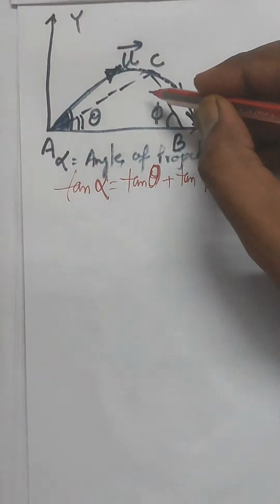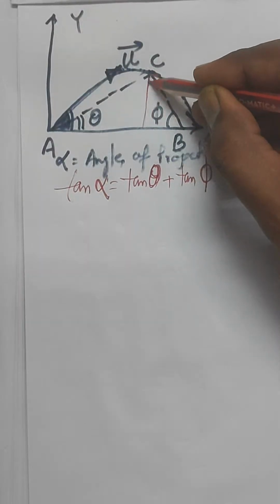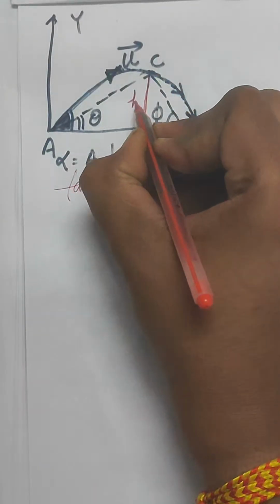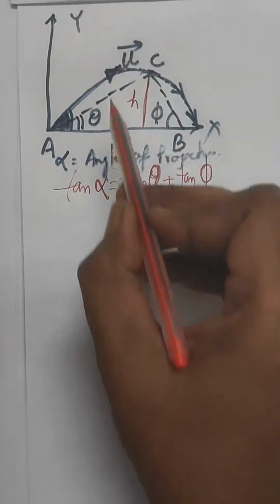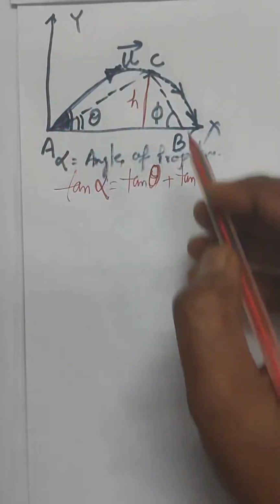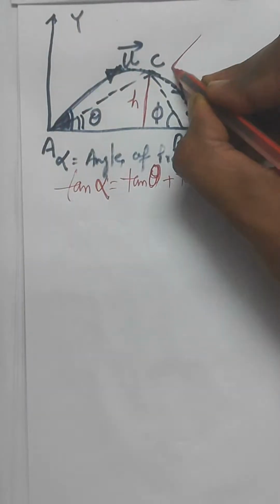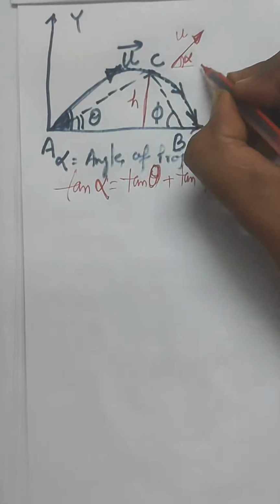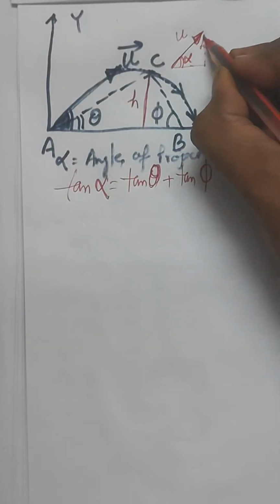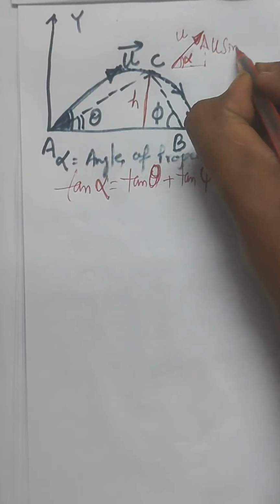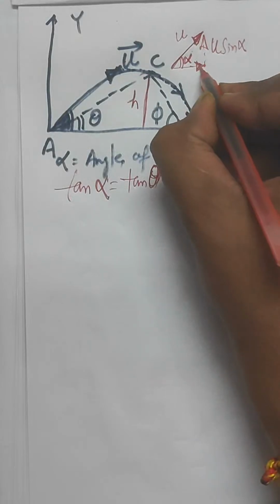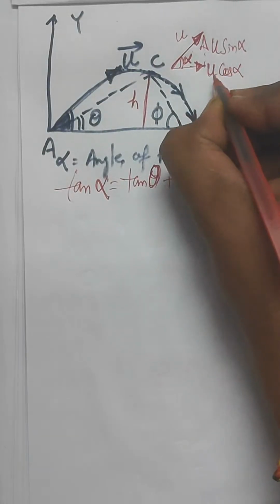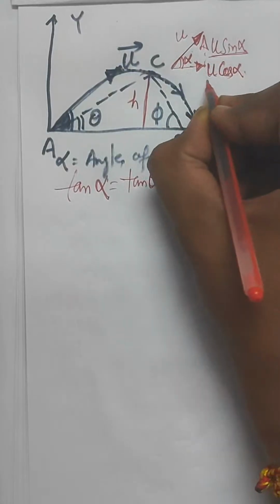So here basically you can see this is the maximum height which is attained by the projectile, h. When u is the initial velocity of the projectile, there are two components. If u is projected at an angle alpha, then the vertical component will be u sine alpha, and the horizontal component, which is responsible for the horizontal displacement, will be u cos alpha. I think these two parts are clear to you.